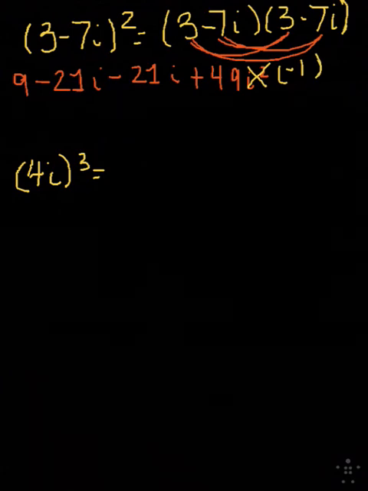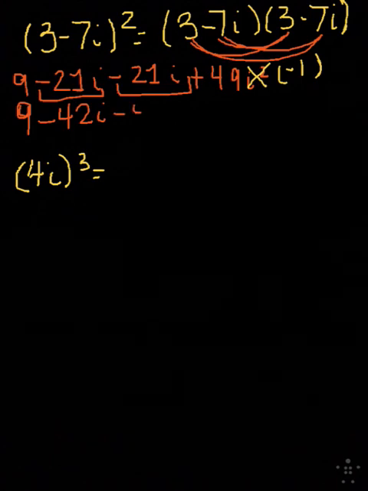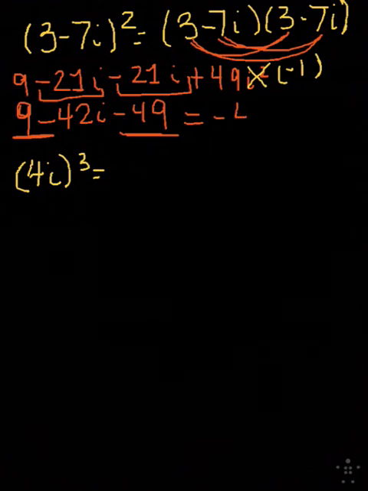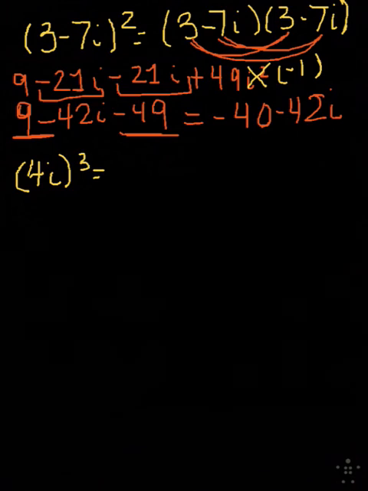So that means we're going to have 9. These are like terms. Negative 21 minus 21 is negative 42i. 49 times negative 1 is negative 49. Like terms, combine them in the expression here. So our final answer is negative 40 minus 42i. All right. So those were binomial multiplication.